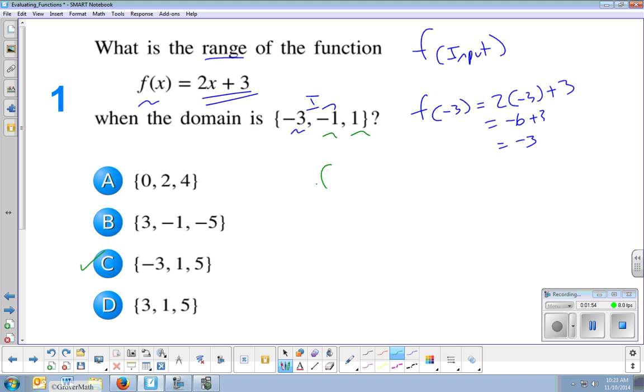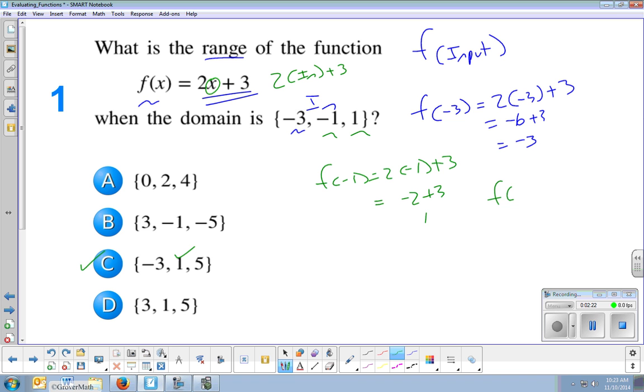So f of -1 would be 2 times -1 plus 3. Remember what is happening to x in this equation? This is 2 times x plus 3. This is 2 times your input value plus 3. So double your input value plus 3. And so I'm plugging in -1. And it's good that I'm using parentheses here, because in a substitution, you need those parentheses. So this would be -2 plus 3 is 1. So for -1, there we go.